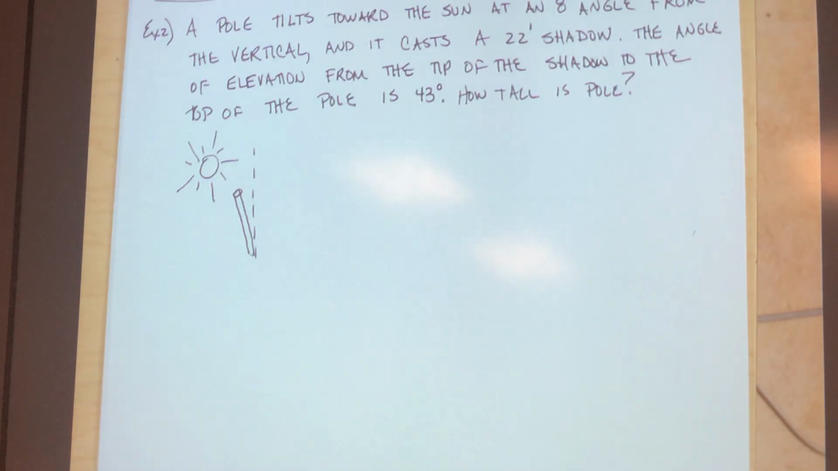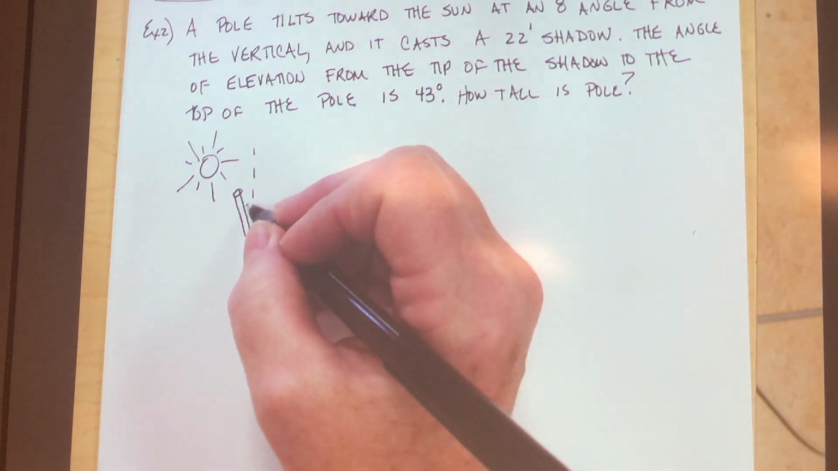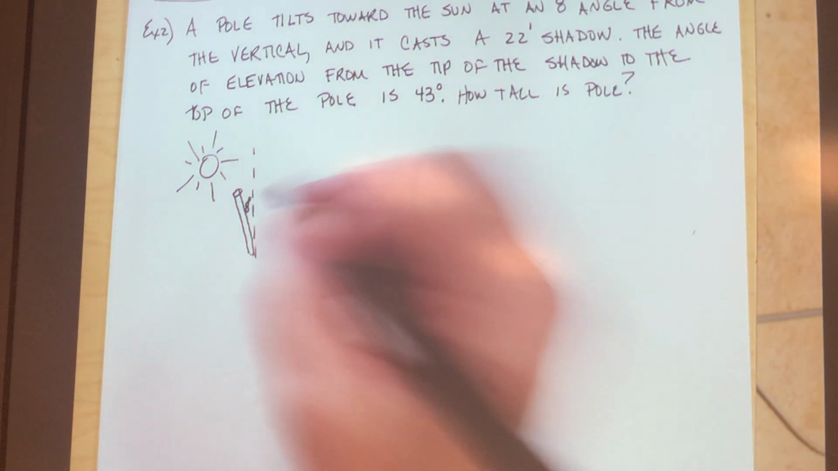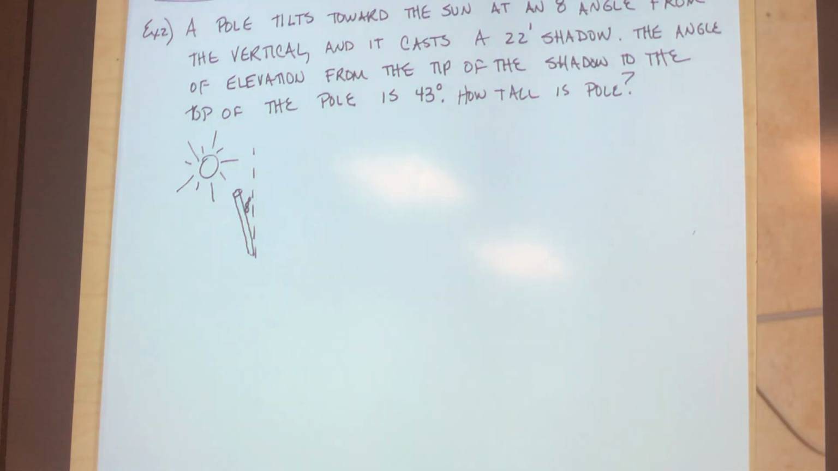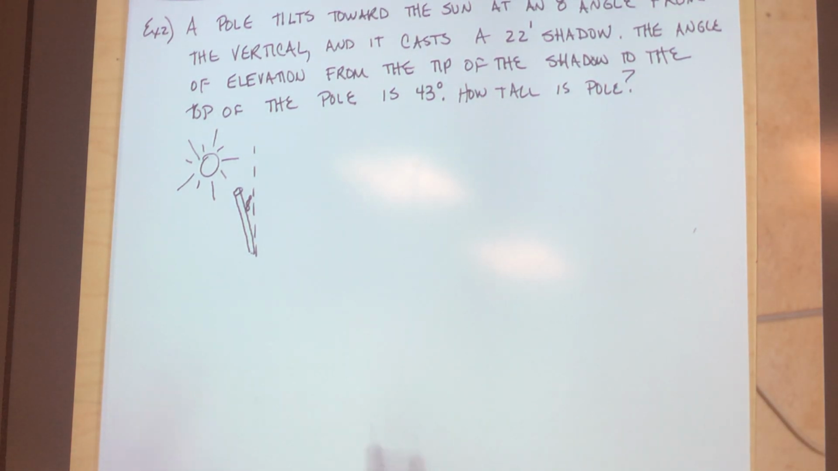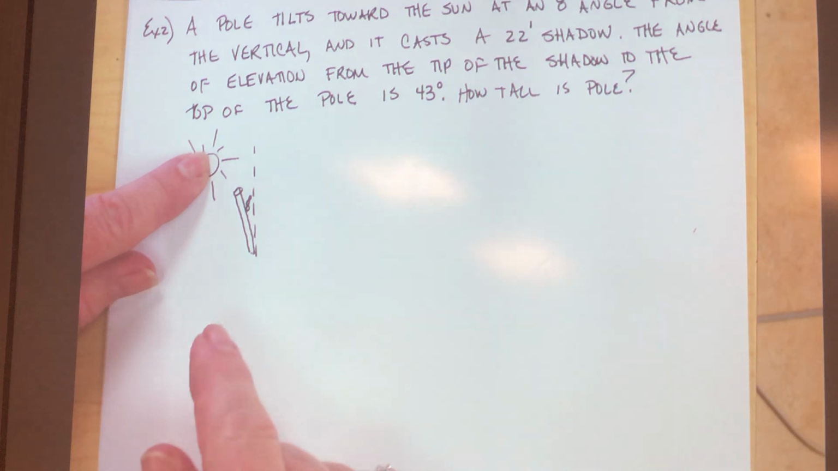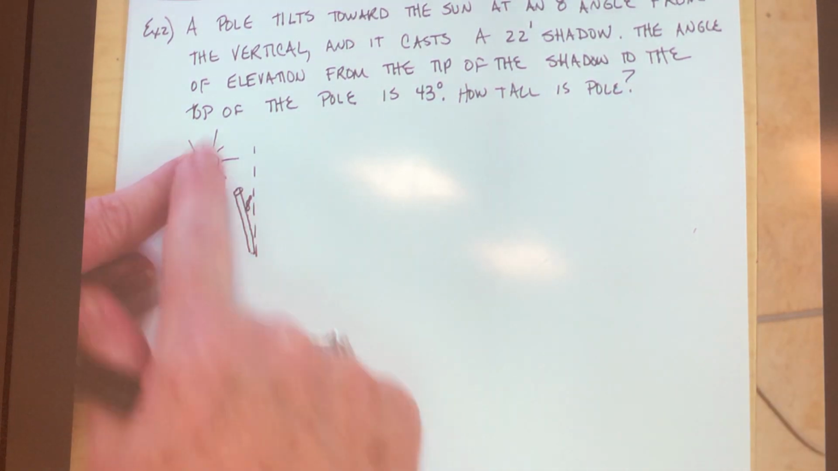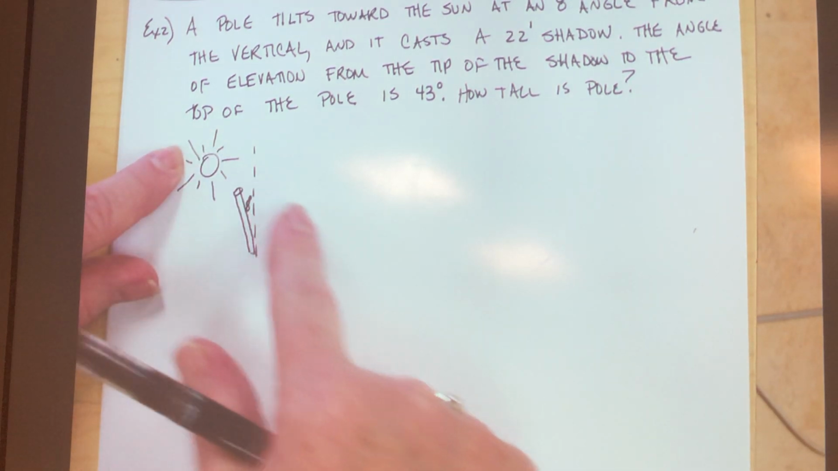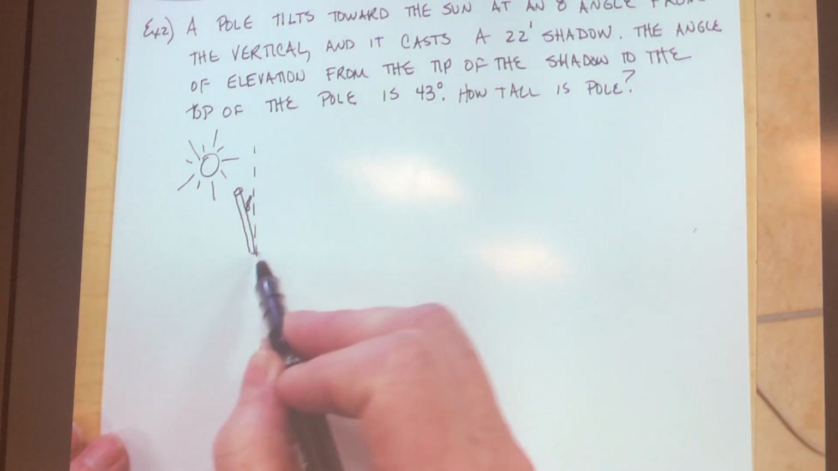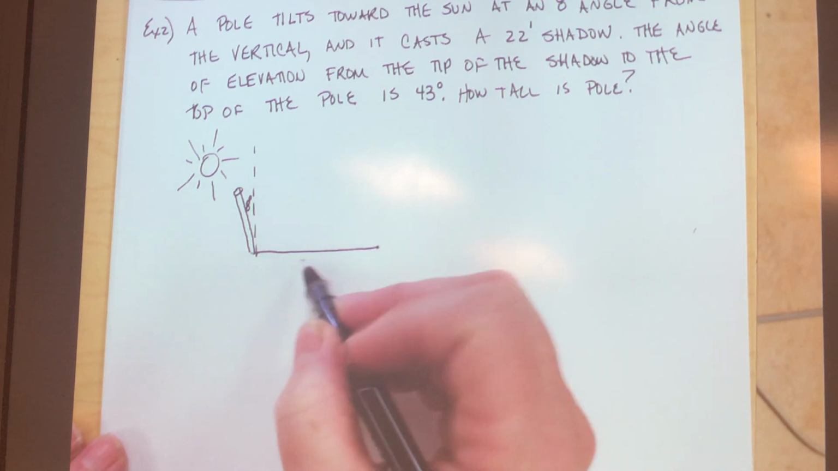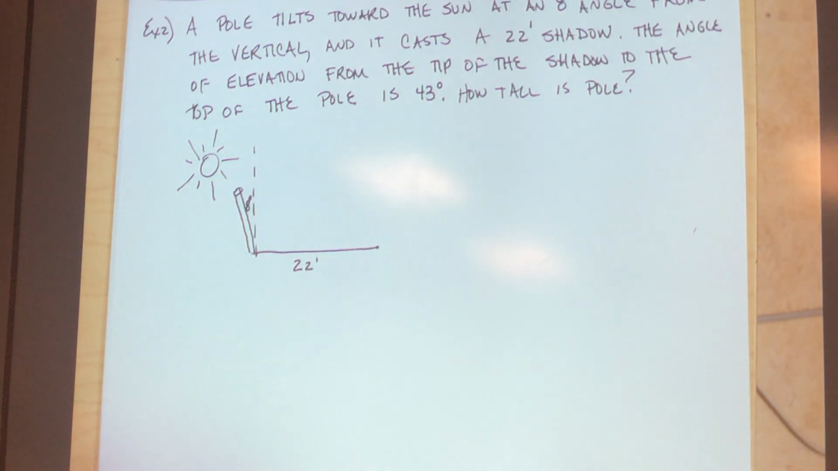Does everybody see where the 8 degrees is? This is my 8 degrees right here. Can we make ours a little bit bigger? Sure. Now it said it casts a shadow of 22 feet. If the sun's over here, where's the shadow going to be? On the other side. It's throwing it across that pole this way, so this is going to be my shadow right here, and it is 22 feet.